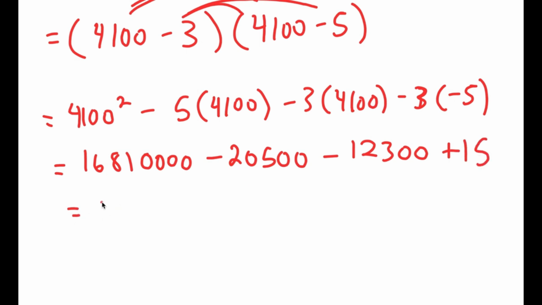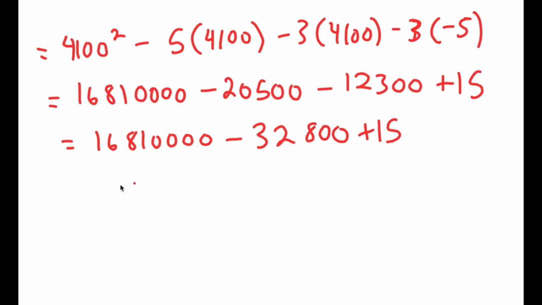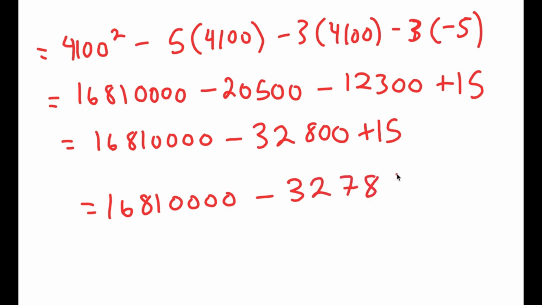So now from here, I get 16,810,000 minus 20,500 minus 12,300, which is equal to negative 32,800 plus 15. Now, a negative number plus a positive number is the same thing as 32,800 minus 15, which is 32,785.